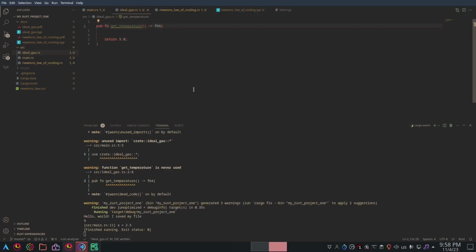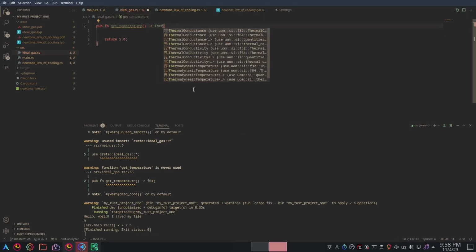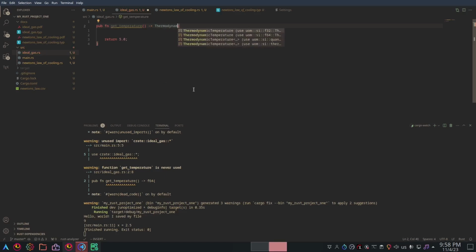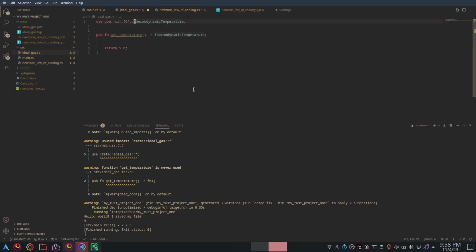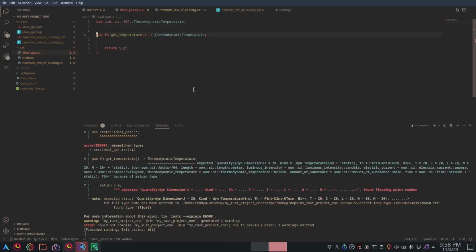Now, I don't want to return F64, I want to return thermodynamic temperature. Just tap enter and make sure this is your SI F64. I like to return in a float 64 type. I'll save it. The thing about Rust Analyzer is that it will auto import the use for you. You have SI F64, but I don't just want the thermodynamic temperature, I want to use everything inside. Or maybe I'll just leave it as thermodynamic temperature, then I'll add stuff as we go in.